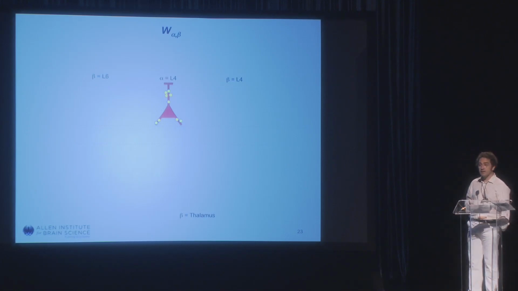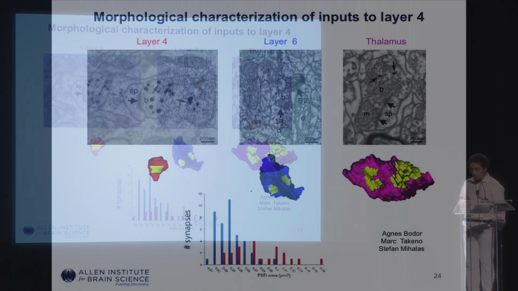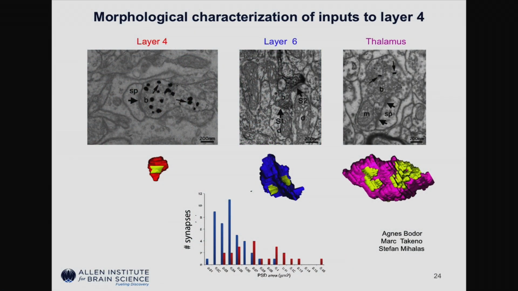To do that, Agnes has been, again in layer 4, checking if this approach is feasible. She had labeled boutons from different cell types coming to layer 4. On the left side, you see a layer 4 input from an NR5A mouse, labeled with gold. In the middle, you see an input from layer 6, labeled with DAB from an NTSR1 mouse. And on the right, you see the thalamic input, again labeled with gold. She reconstructed this in 3D and took several measurements, of which here we just show the distribution of synaptic sizes between layer 4 and layer 6.